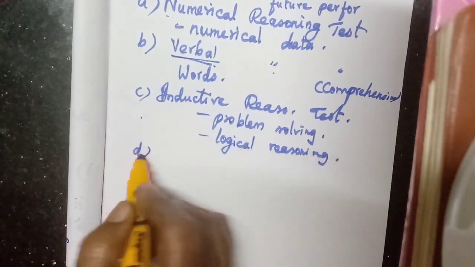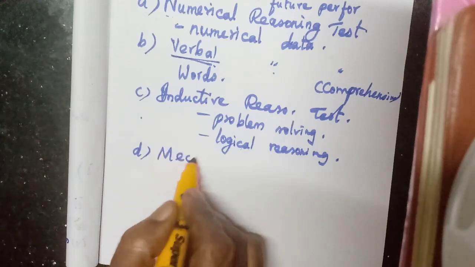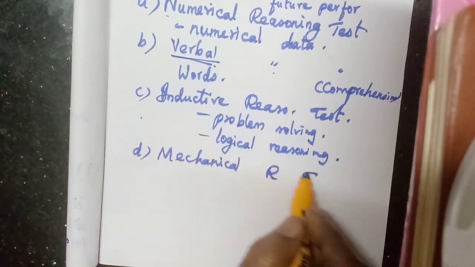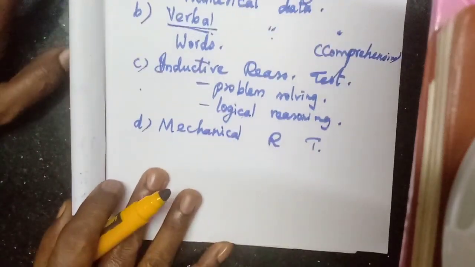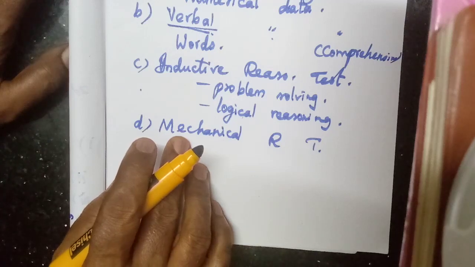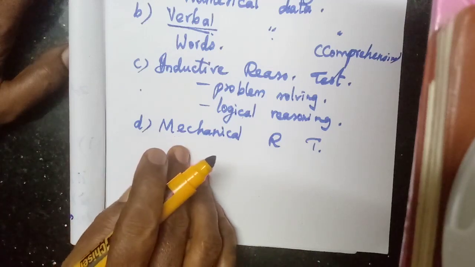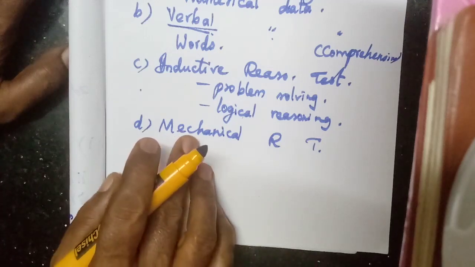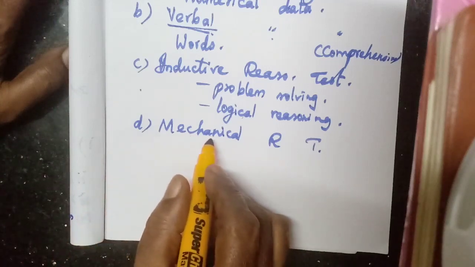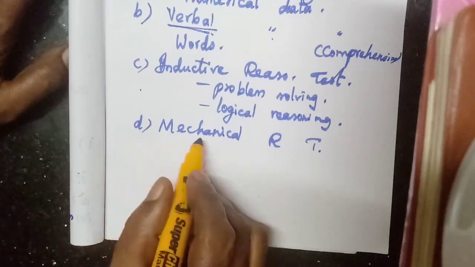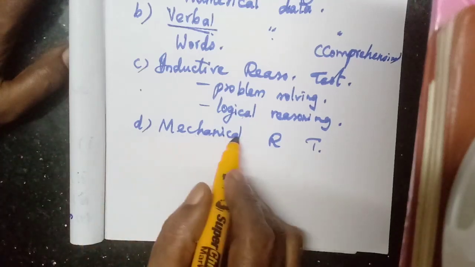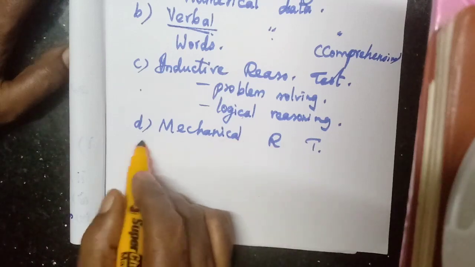Then the mechanical reasoning test. This is related to engineering students, related to engineers. They will give a particular situation, and how they solve that with their engineering knowledge. Engineering facts and concepts, how they apply them and solve the problems. That is the mechanical reasoning test.